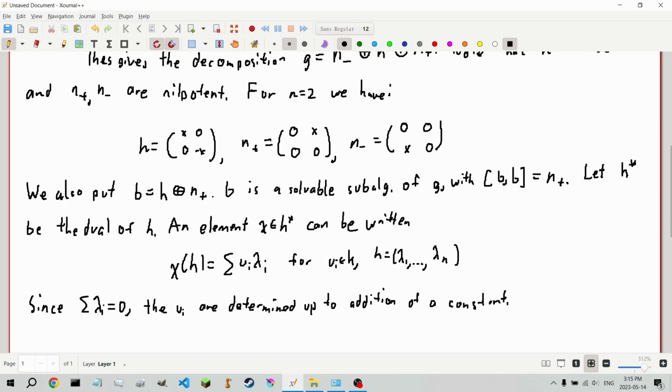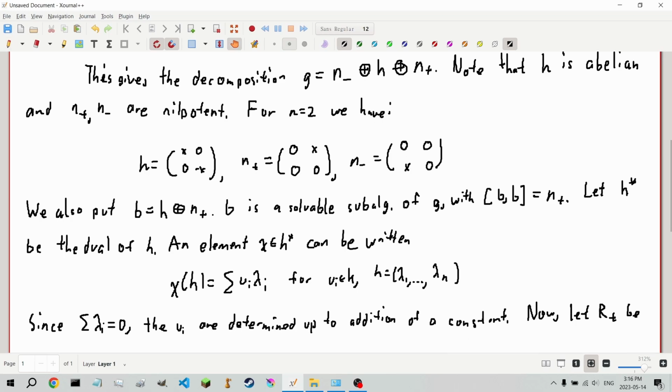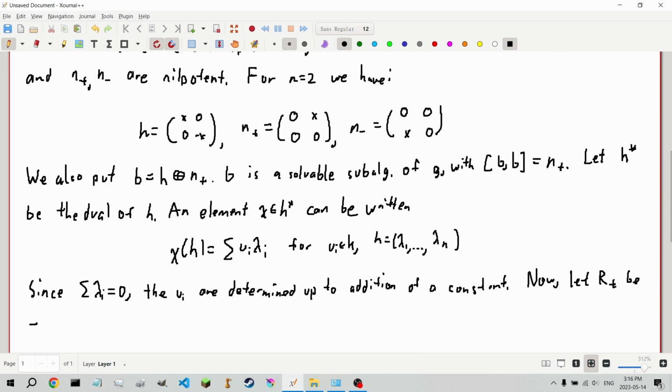Now, we're going to let R positive be the subset of h star of linear forms lambda i minus lambda j for i less than j. So I believe this is like the element of chi where u_i is 1 and u_j is -1 and i comes before j.